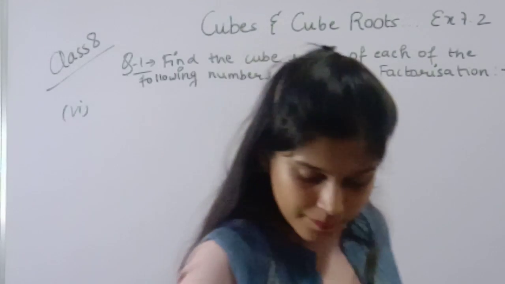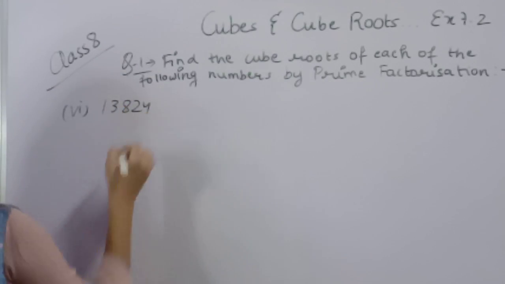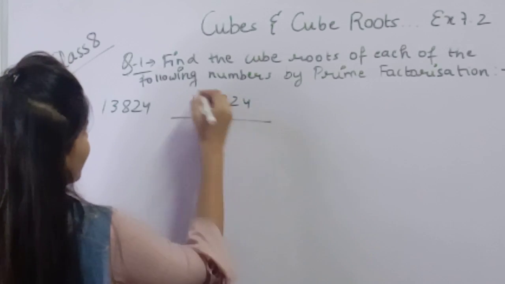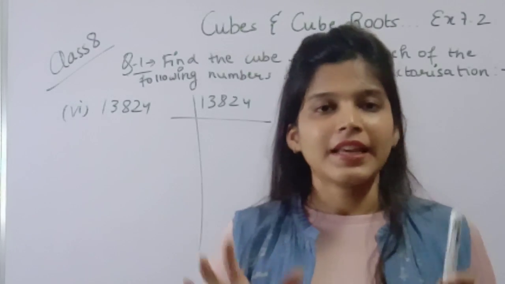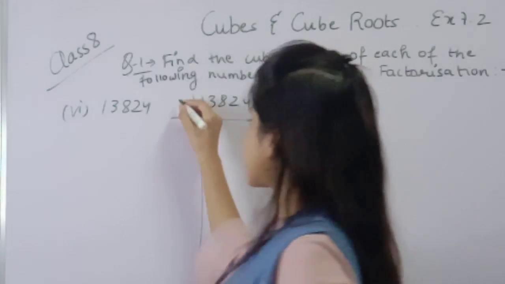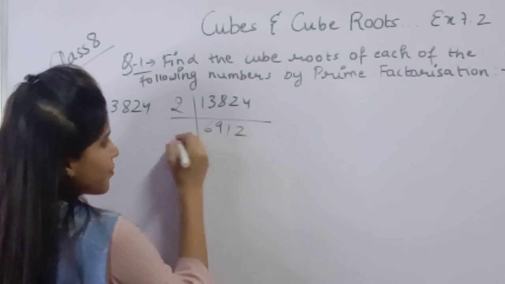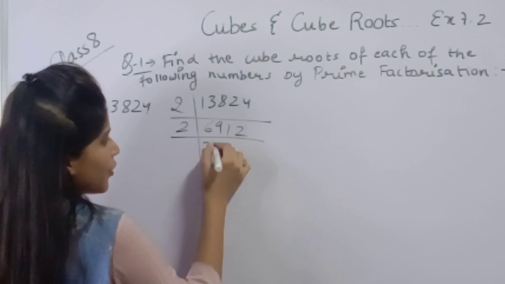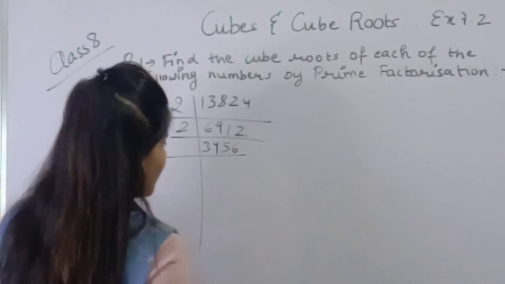Sixth part is 13824. 13824 is a multiple of 2 because it is an even number. Okay, so we can start with 2. 2 6s are 12, 2 9s are 18, 2 1s are 2, 2 2s are 4. Again 2 3s are 6, 2 4s are 8, 2 5s are 10 and 2 6s are 12.